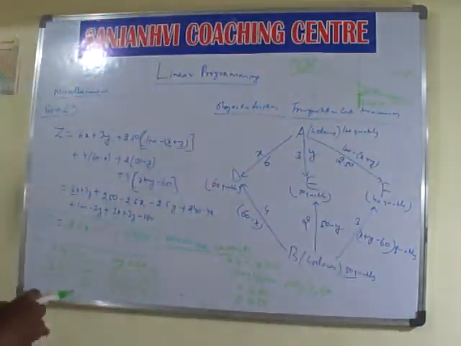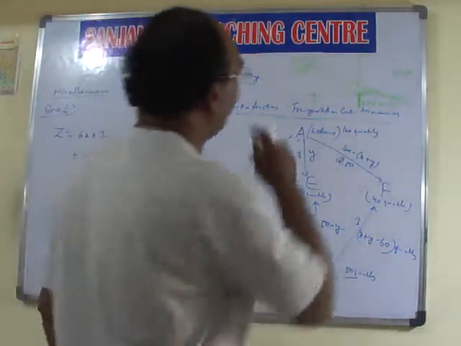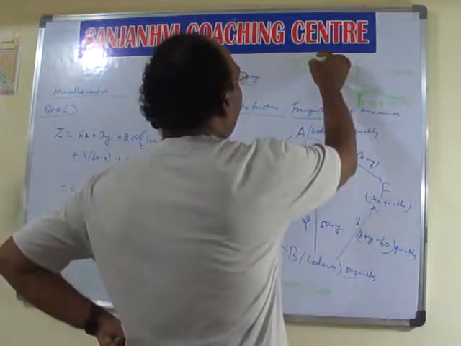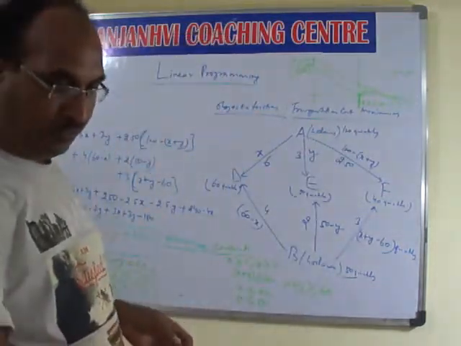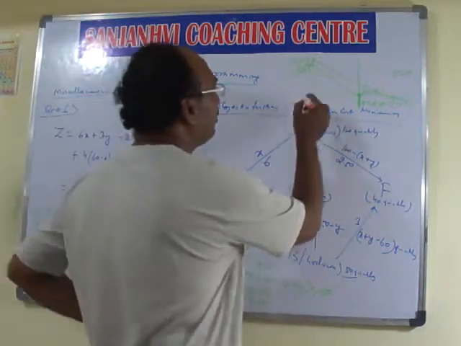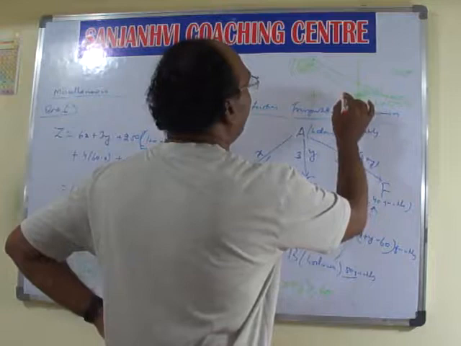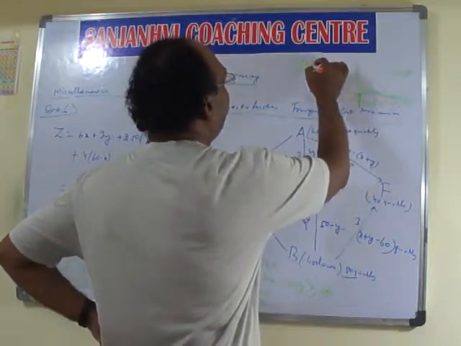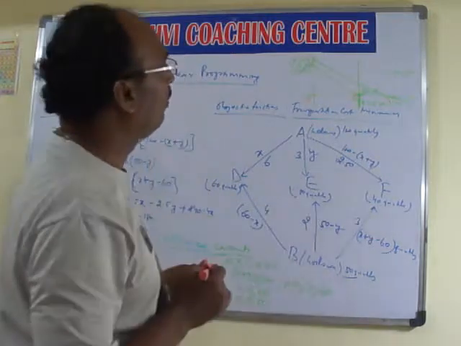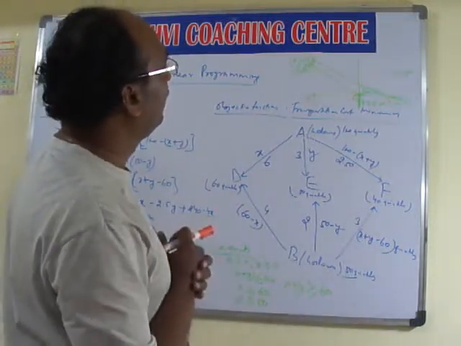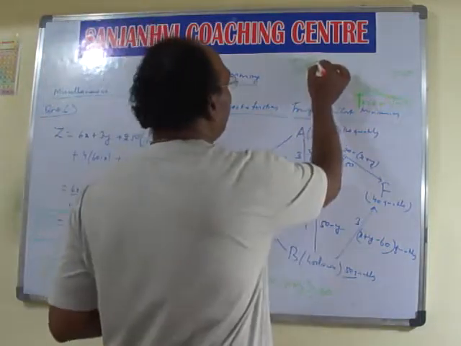So now here what we are getting? A bounded region. So this is O, A, B, and then here C and D. It's a parallelogram. So this bounded region we have already got.